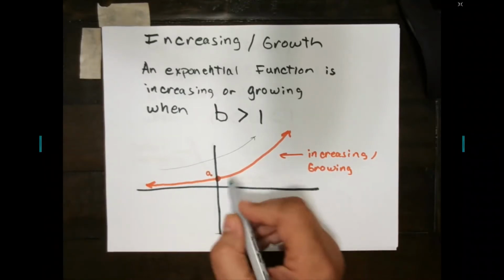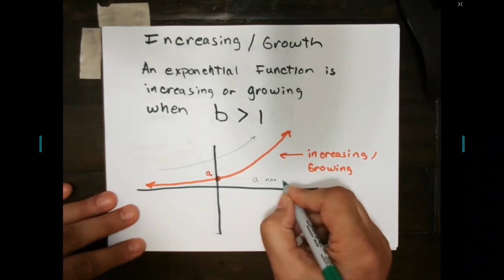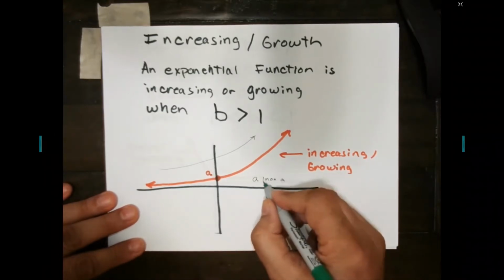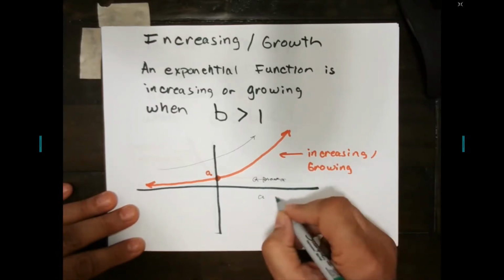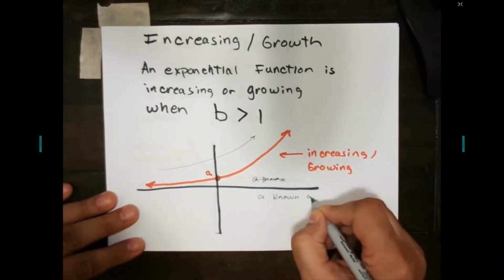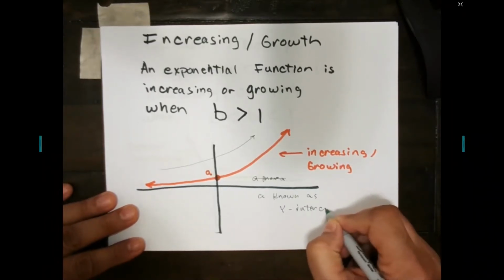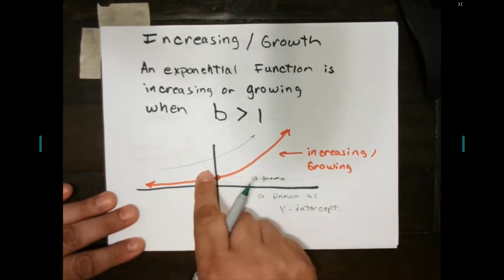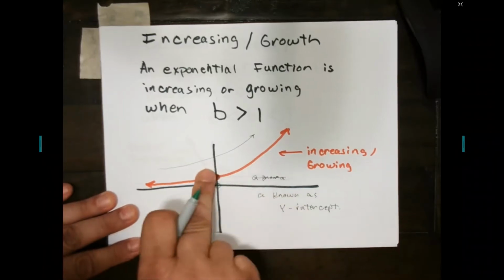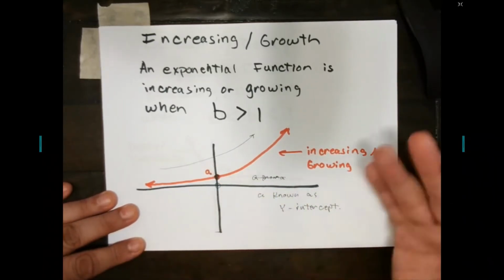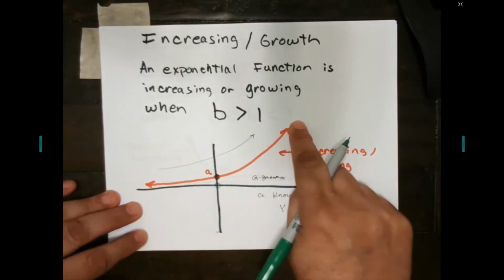The initial value, a, is also known as the y-intercept. So the y-intercept, in this case, is at the origin. A is the initial value. You'll see more when we start plotting these in a few minutes. Increasing, uphill to the right.